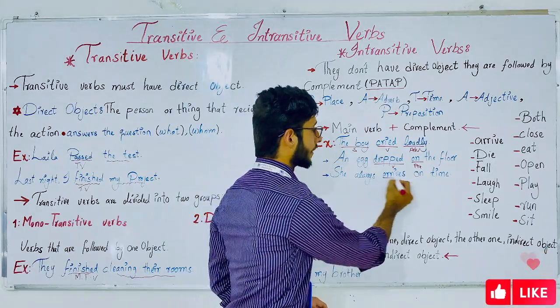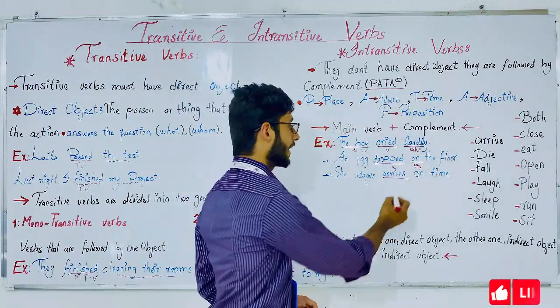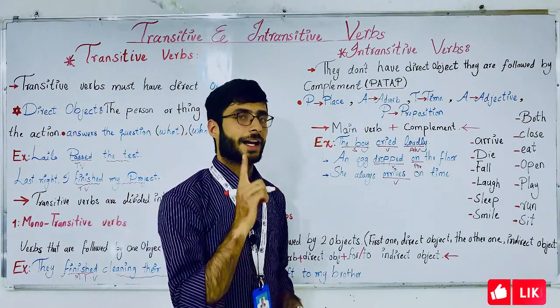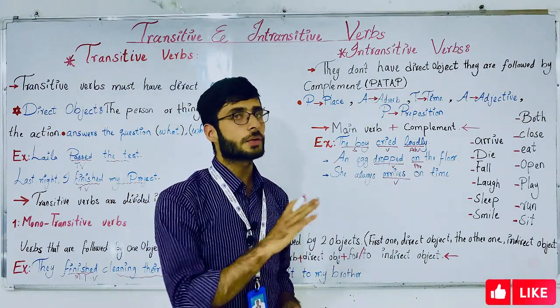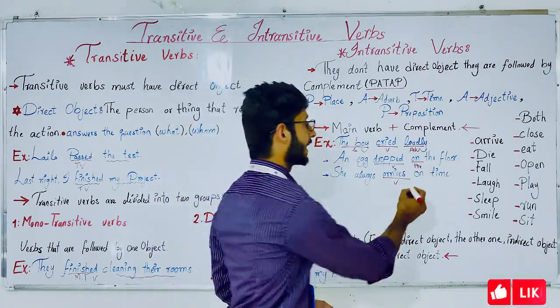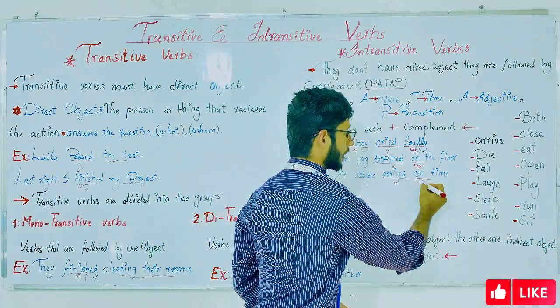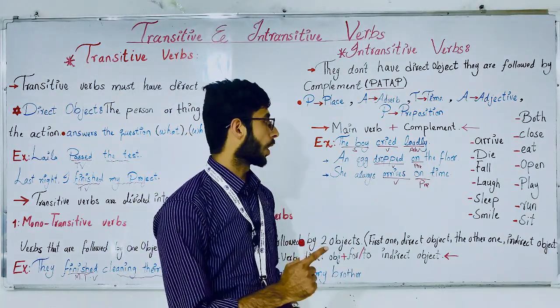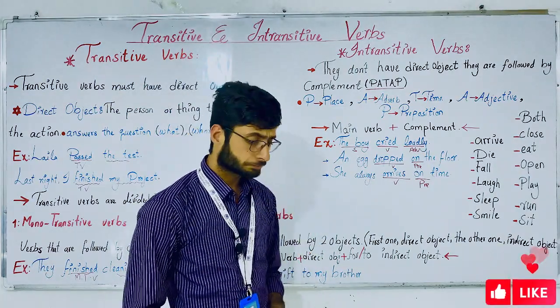Third sentence: she always arrives on time. Again, there's a verb in here. Arrives is a verb. How should we understand? Answer those questions. What or whom? There is no answer for them. And also, again, in here we have on. It is a preposition. That is why these are called intransitive verbs.